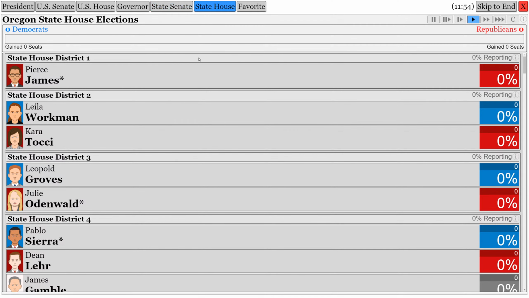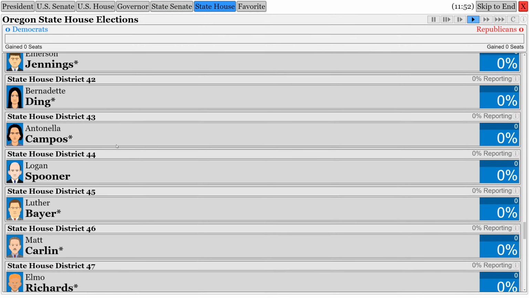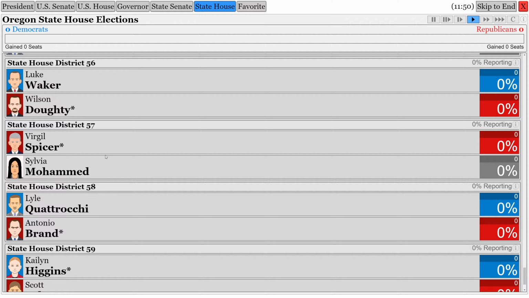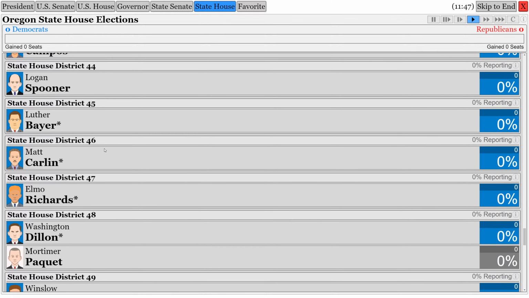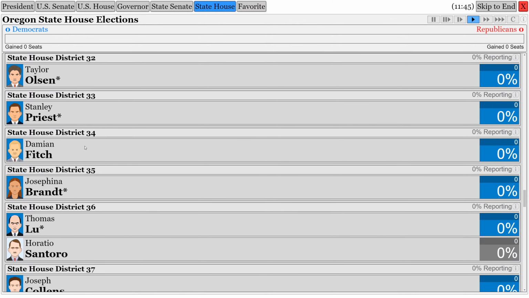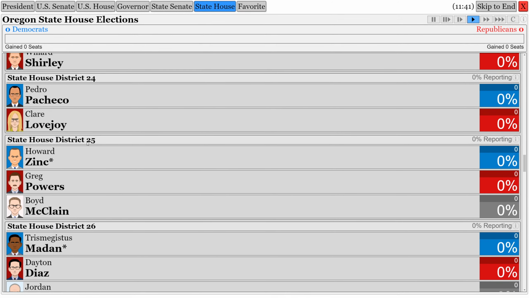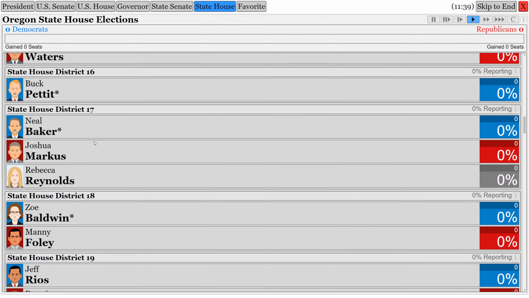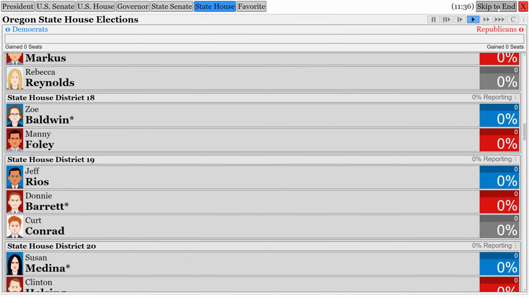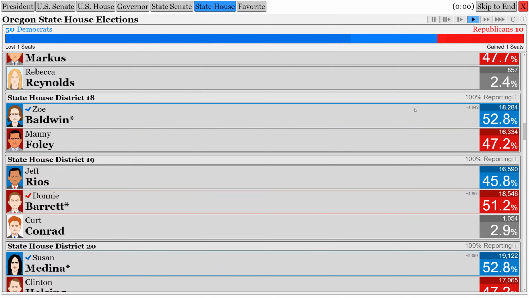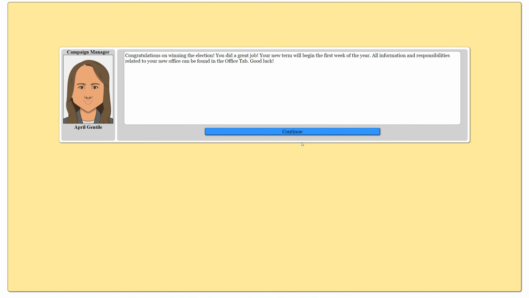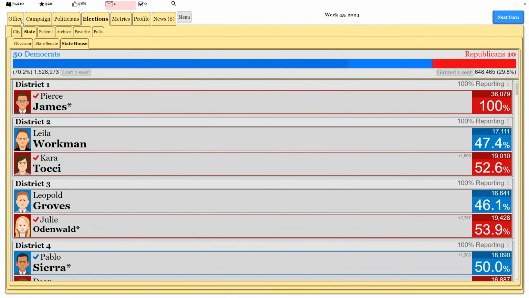State, Senate, House. This is... Where you at? Where you at? Where you at? There you are, Baldwin. 52 to 47, about a 2,000 vote lead, so we need to improve that a little bit, but I'm being a little lazy right now. I'm just trying to get to the governor's race.